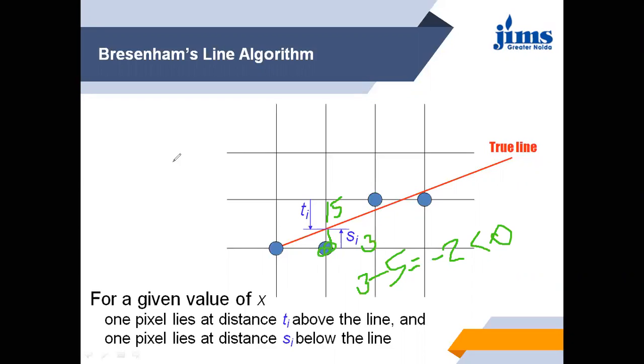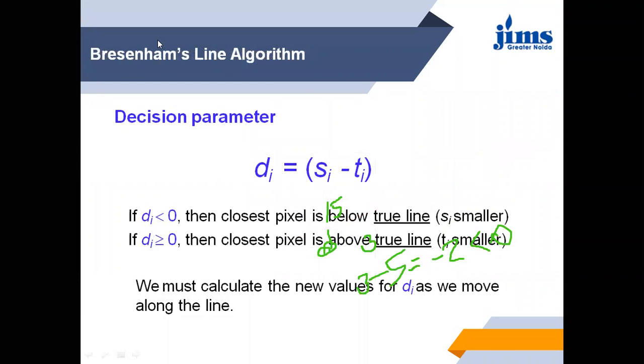We can write the same thing in this way: we find the value of di, that is Si minus Ti, lower distance minus upper distance. If it is less than 0, that is, if it is closest to the lower pixel, then we will glow the lower pixel, otherwise we will glow the upper pixel.